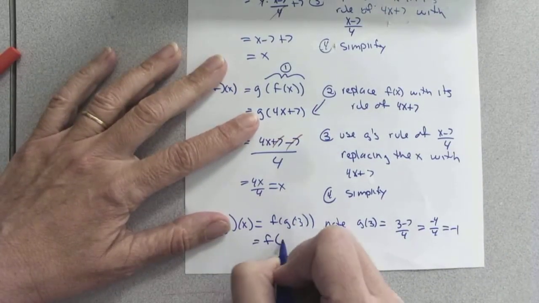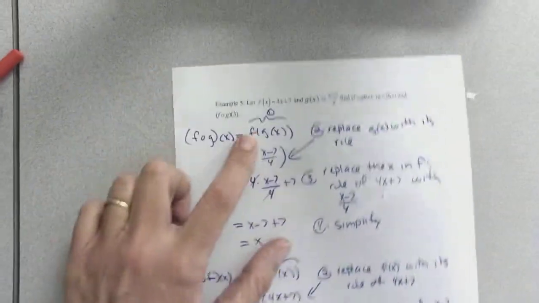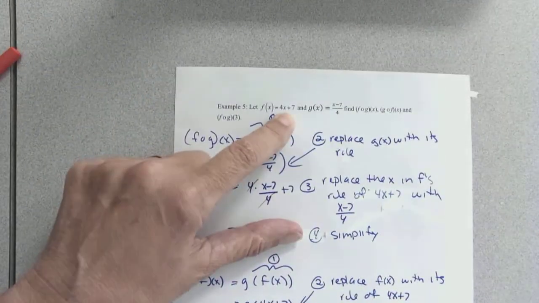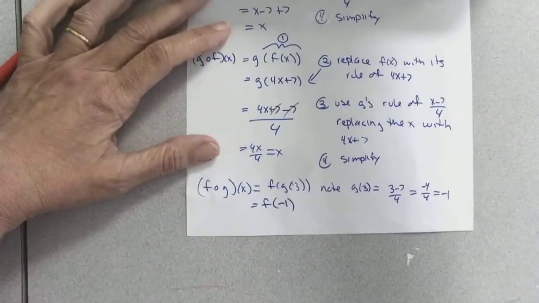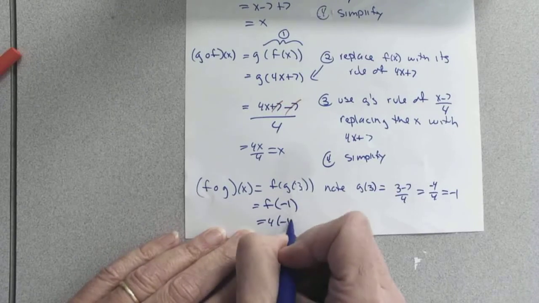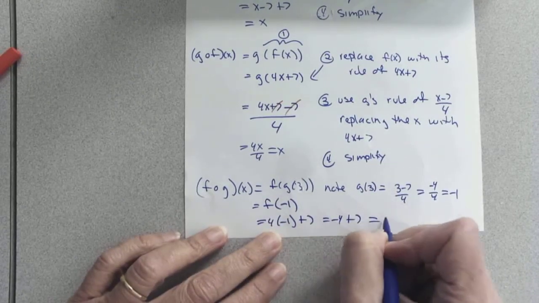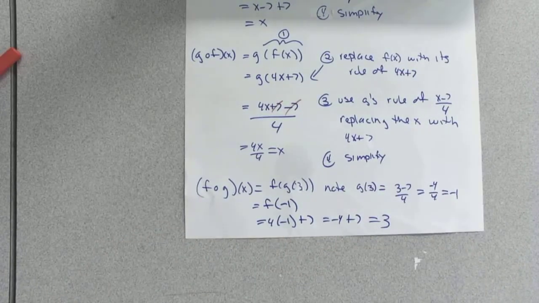And so this becomes f of negative 1. Then use f's formula, which was f was 4x plus 7. So use f's formula, 4x plus 7. And so 4 times negative 1 plus 7, negative 4 plus 7 equals 3. And so there's that problem. And we'll make that the end of this video.